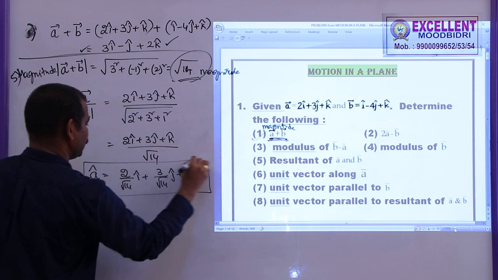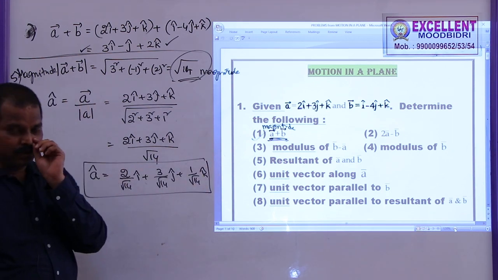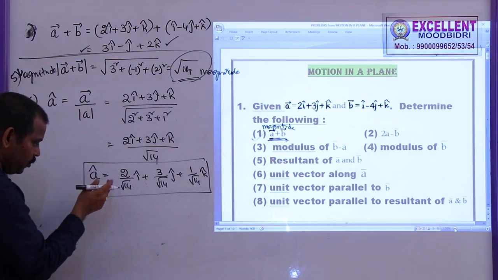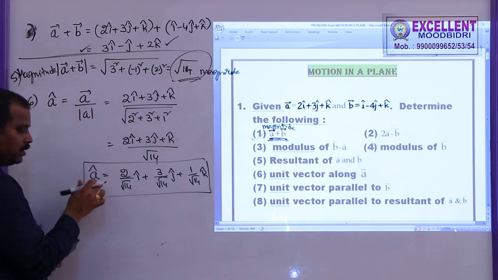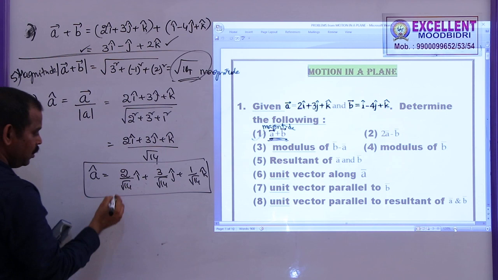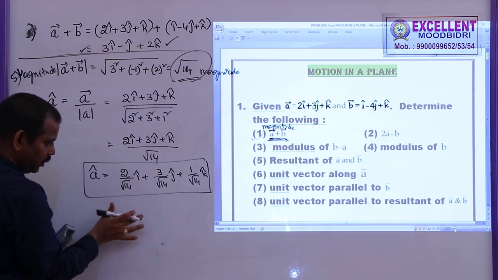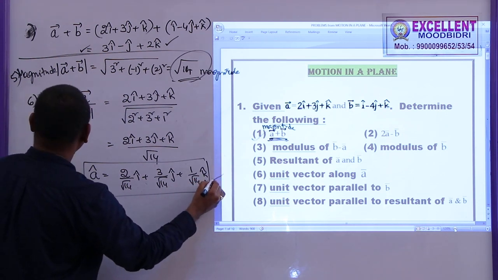This is the unit vector along a bar, that is in the direction of a bar. Now if you want to prove this a cap is a unit vector whose magnitude is 1, you can check it. Thus this is not required. This is your answer for the sixth one here.